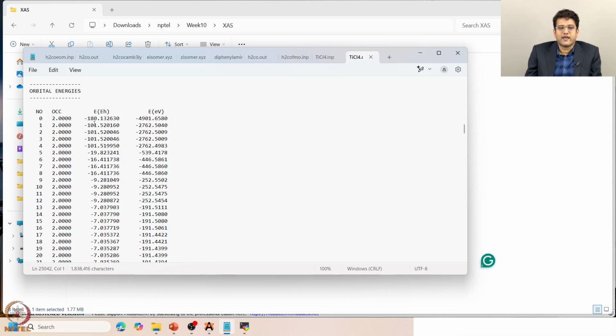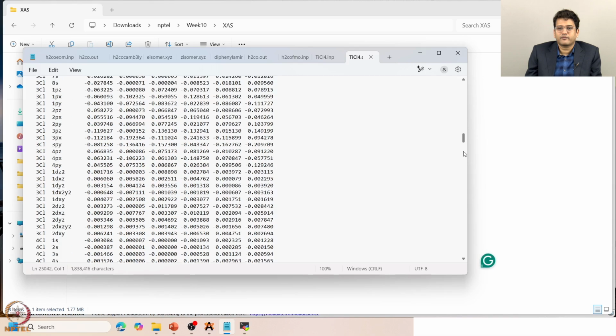First thing to notice is that the first orbital is corresponding to titanium. It has an energy around 4901 electron volt, whereas the 4 chlorine orbitals are almost degenerate. Whatever small difference you see is due to numerical issues. If you use very tight optimization, this orbital energy difference will go away. So, all the 4 chlorine will give you almost identical peaks. We will come into that. The first core orbital where I have done the excitation corresponds to 4901 eV. Now, we will go to the spectra.